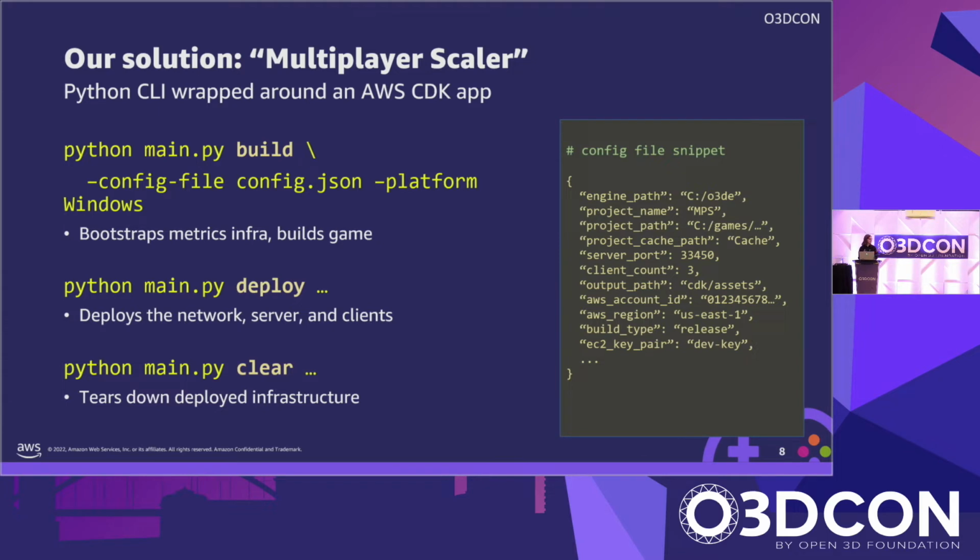And the CLI part of this is actually pretty easy. There's only 3 commands. So you've got build, which builds the game for test. You have deploy, which actually deploys the game, or the server and the clients, into AWS. And then you have the clear command, which just tears everything down.